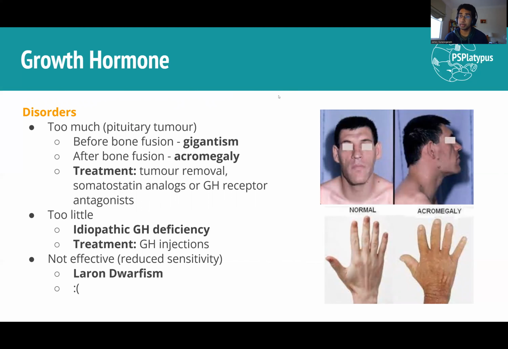Now, if you have too much growth hormone before you get bone fusion, so while you're still growing, you get gigantism. So if you've heard of Robert Wadlow, who I probably butchered the pronunciation of his name, he was probably the world's tallest man at some point. And he had a form of gigantism. He might have had a pituitary tumor, which basically just releases lots and lots of growth hormone. And so that causes gigantism because you're massively pumping up the amount of growth that you're getting.